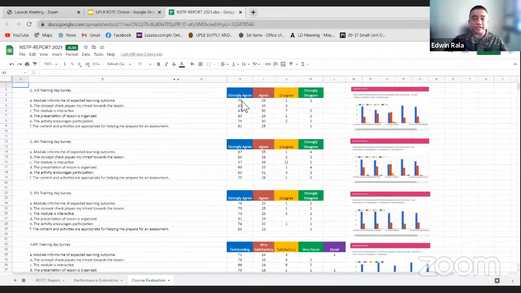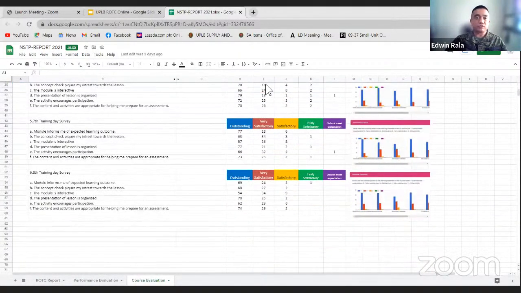Ito yung rating nila sa amin. Most of them are nando sa agree tsaka strongly agree. And some meron din tayong disagree, strongly disagree. Ito yung tinitingnan namin. Nire-review namin yung mga numbers na yan kung bakit. And we try to improve yung manner of presentation, o kaya yung mga lecture materials, based on comments na ginawa nito.